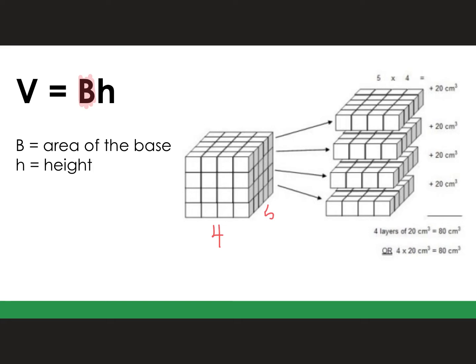Then we're going to multiply it by the height and see how we just kind of split this up and see why that works. So our height here is also 4. You can count the cubes and you will see we take the area and add it together 4 times, or we take the area and multiply it by 4 and we get a volume of 80 centimeters cubed.